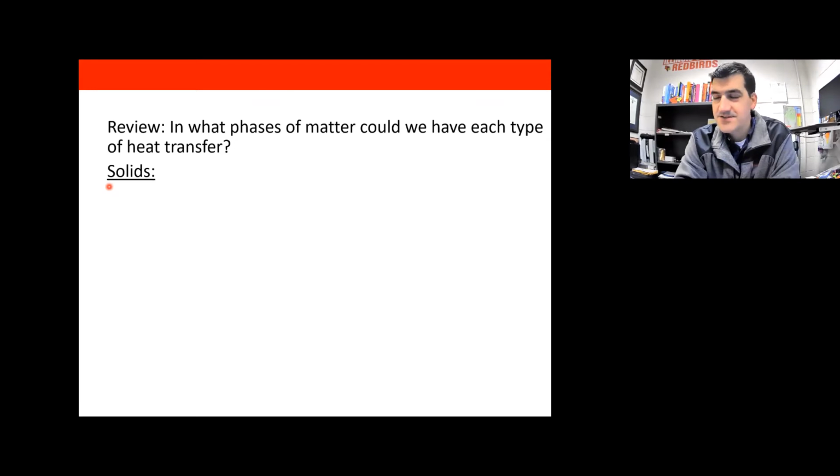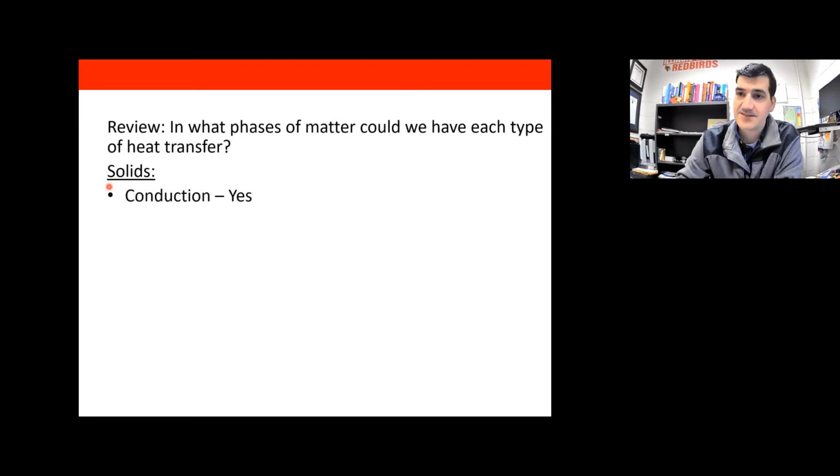So for solids, what modes of heat transfer could you have for solids? Well, let's think about them one by one. Can you have conduction through solids? Yes, absolutely. You can have conduction through solids. You can have conduction to solids. So yes, absolutely.